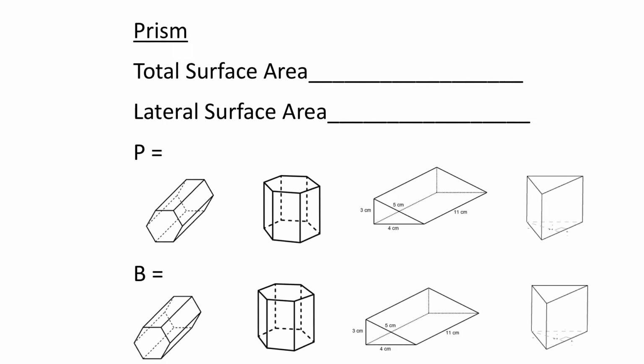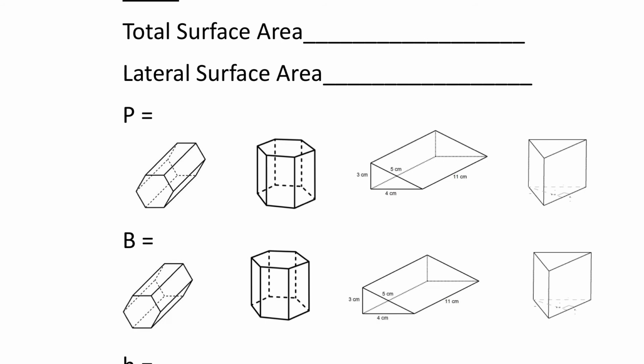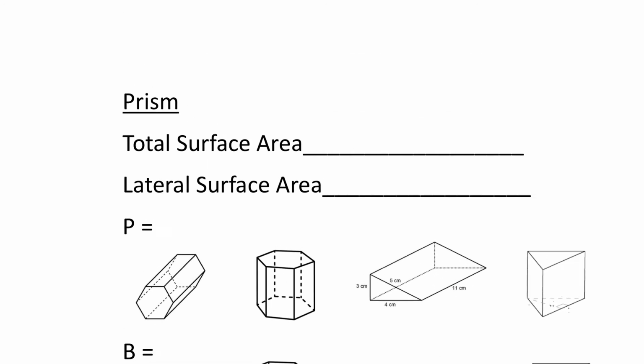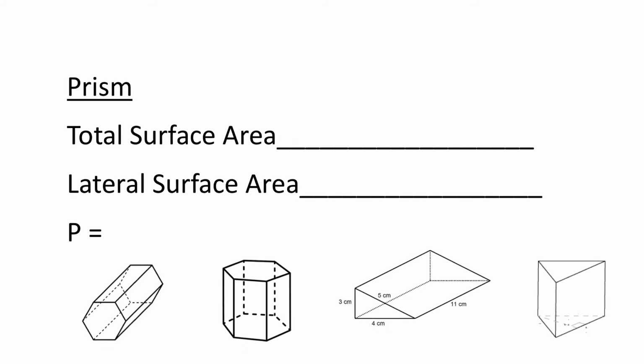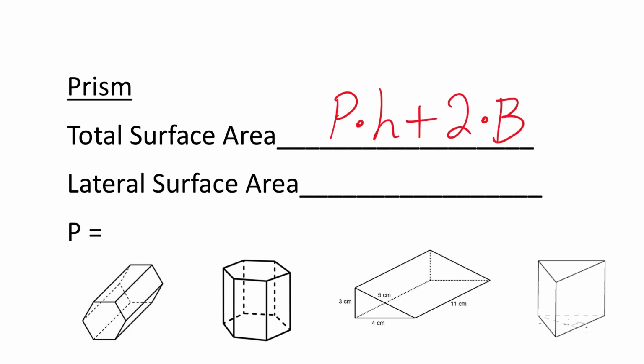We are going to be pretty much doing the same stuff we did yesterday, just practicing with this some more. All right, so we did this yesterday. How do we find total surface area of a prism? What was the formula? There you go, P times H plus 2 times B. And what's lateral of a prism? P times H.